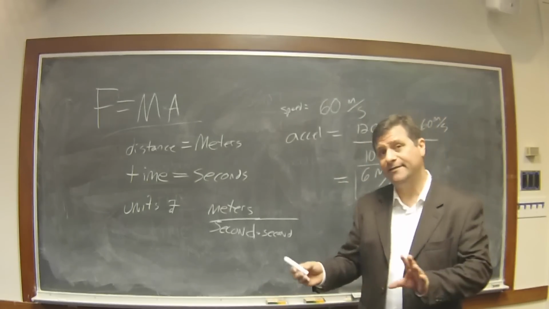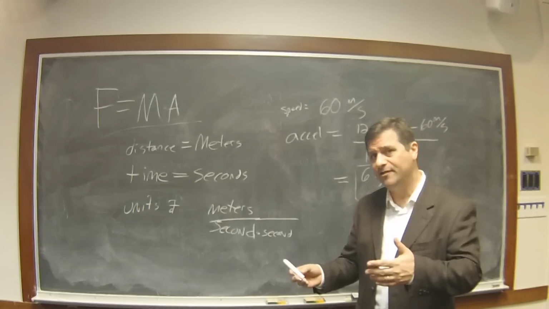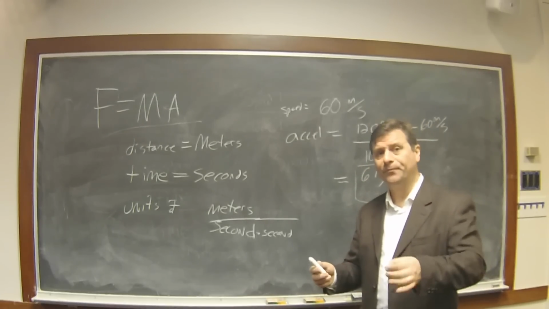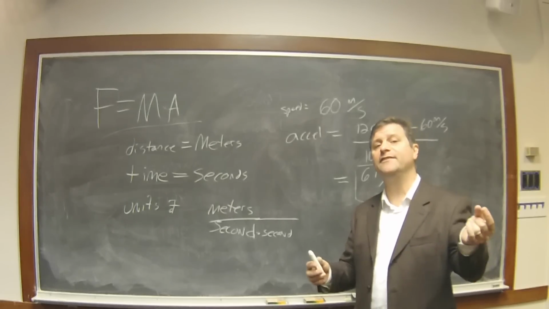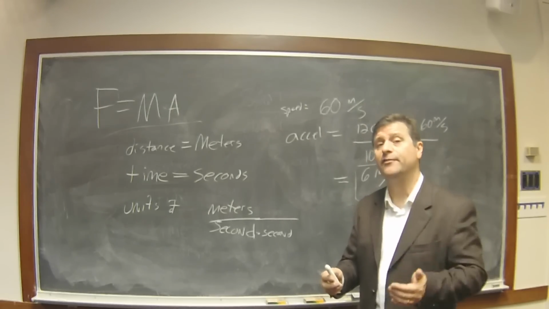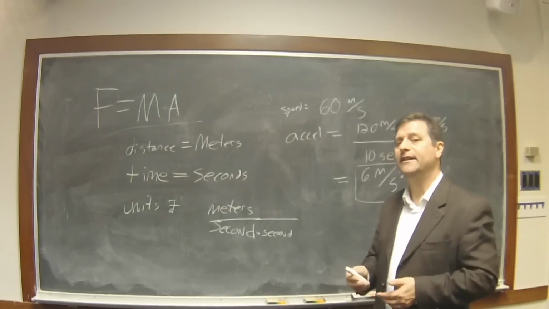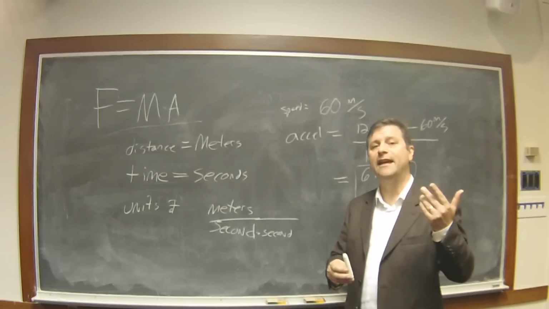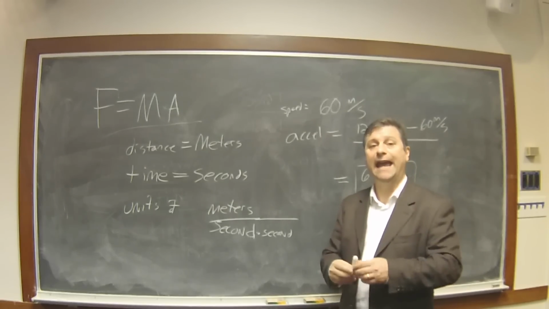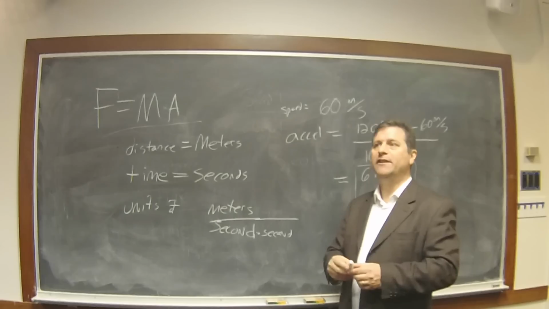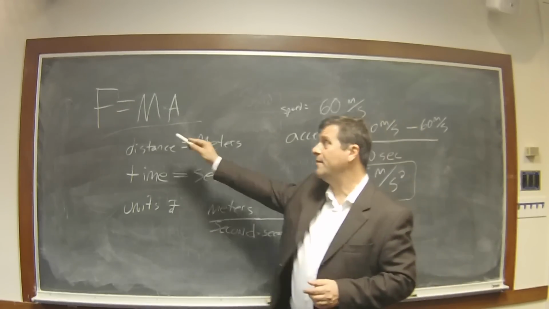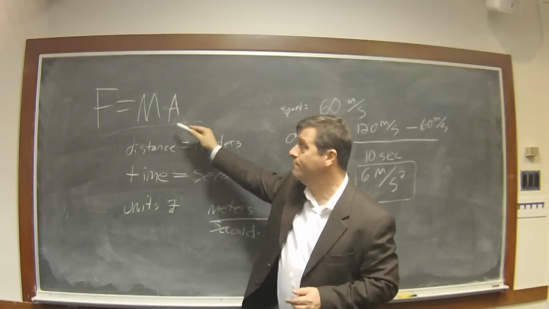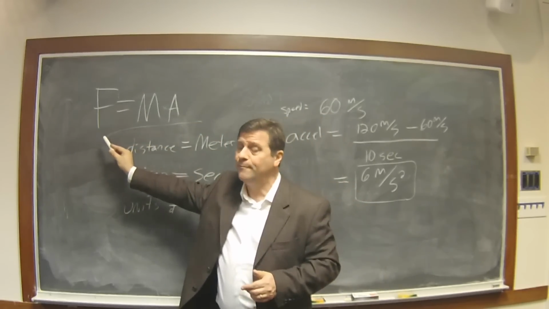So distance is a fundamental measurement, time is a fundamental measurement, mass is a fundamental measurement, speed is not. Speed is derived by taking a distance over time, measuring a distance through time, like how fast you are going. An acceleration is how fast you change how fast you're going through time. That is a derived measurement based on distance and time.